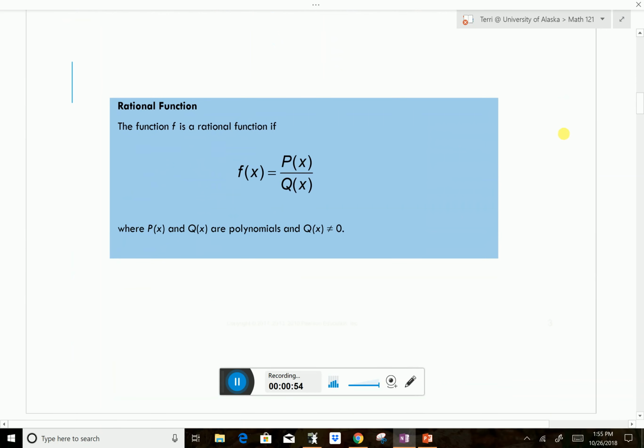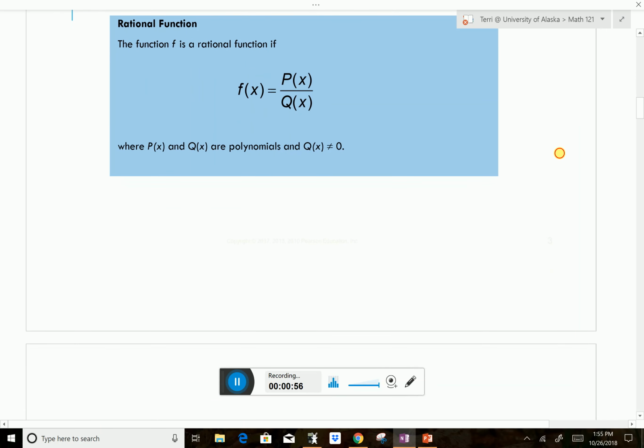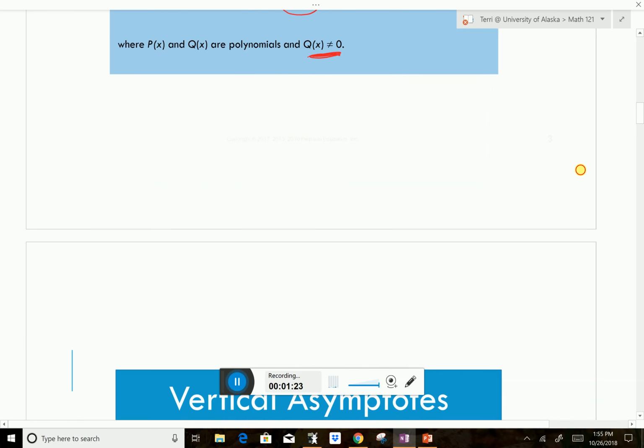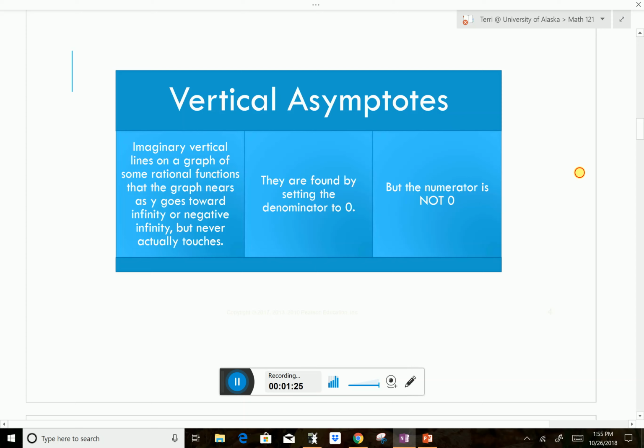So remember, a rational function is a function in which we have basically two polynomials with a quotient. And of course, the bottom can't equal 0 because then we have asymptotes, right? Or sometimes we just have little holes. We don't always have asymptotes, and we'll talk about that in just a second. What the difference is, why sometimes we just have a little hole in the function and sometimes we get an asymptote. So let's talk about vertical asymptotes.